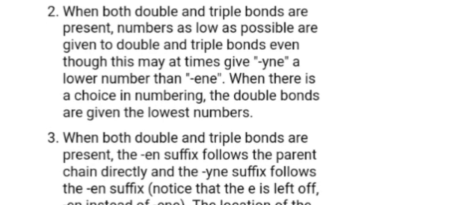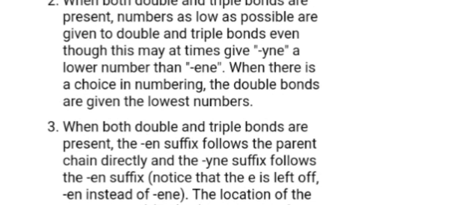Then rule 2: When both double and triple bonds are present, numbers as low as possible are given to double and triple bonds, even though this may at times give "yne" a lower number than "ene". That is, give the triple bond a lower number than the double bond. Yne means triple bond, ene means double bond. When there is a choice in numbering, the double bonds are given the lowest numbers.